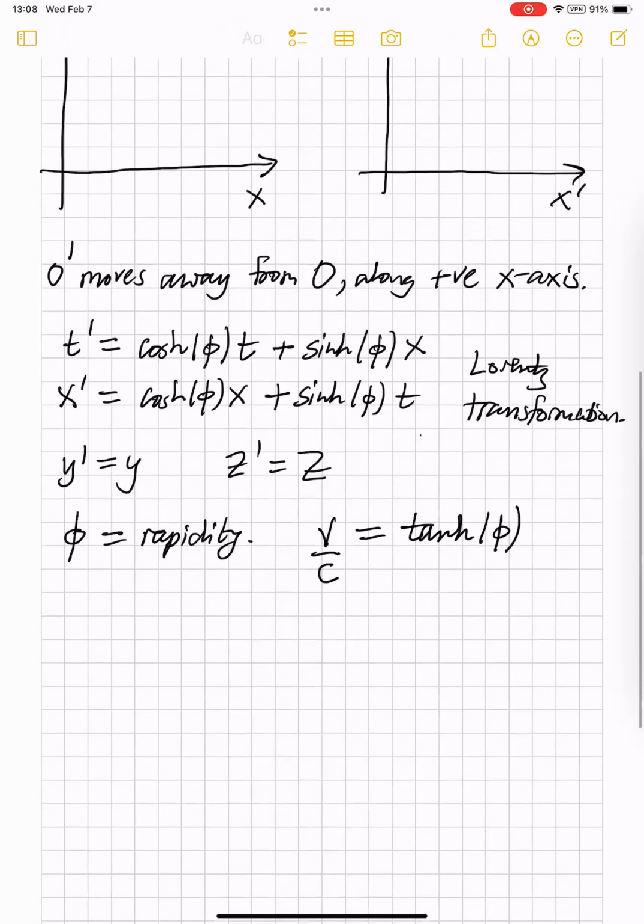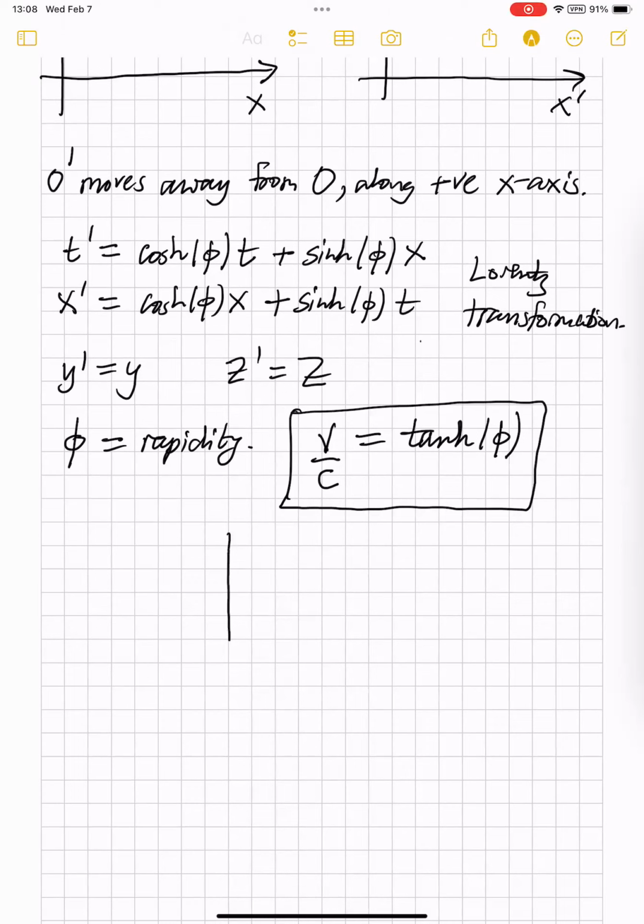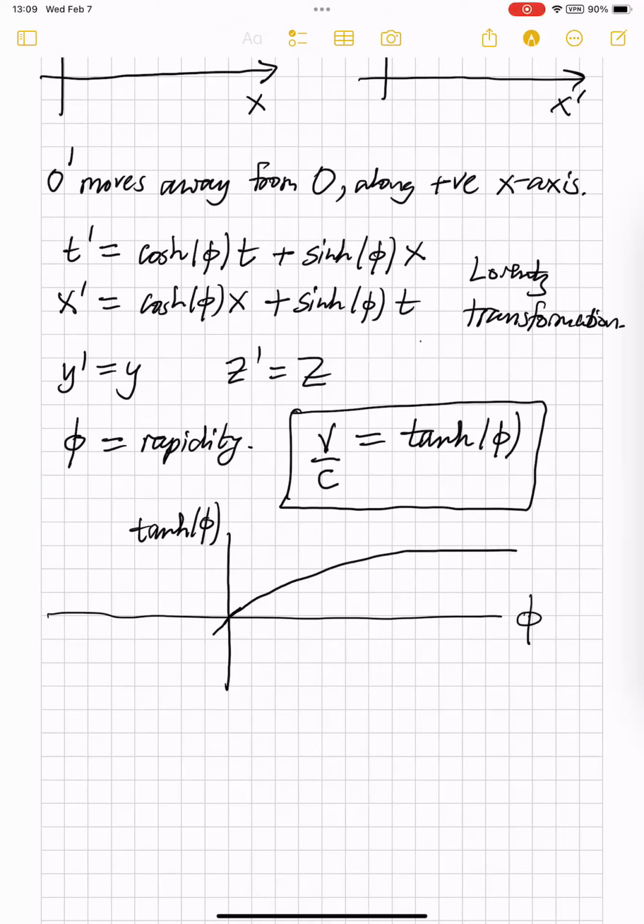So let's first of all talk about this equation. Why is the rapidity a natural variable to use? Well, if we plot tanh phi versus phi, I'm sure you know this, but let's just discuss it. At the origin it behaves linearly, but as you take phi to infinity, tanh phi asymptotes to the value of 1.